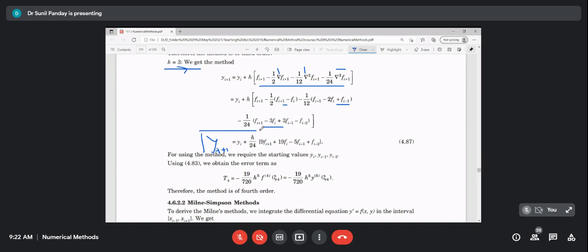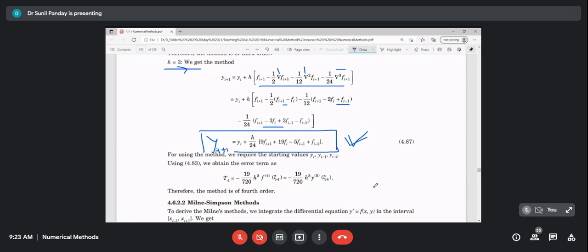Yi plus 1 is equal to yi plus h by 24 times [9 f of xi plus 1, plus 19 f of xi, minus 5 f of xi minus 1, plus f of xi minus 2]. So this, we will remember, is the Adams-Moulton method of fourth order.